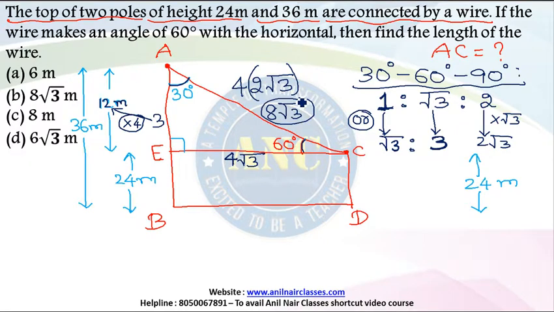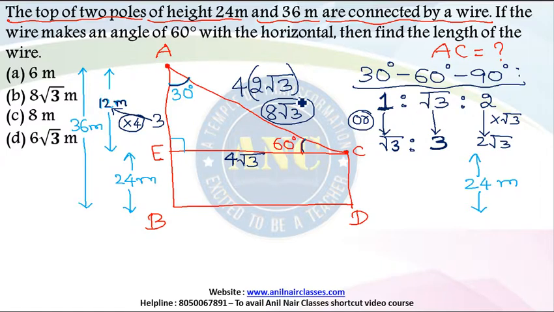Everything in the diagram itself you can find out, sir. There is no reason for you to take that tan 60, tan 30, all those things which your textbook methodology teaches you and waste your time to a greater extent. There is no reason for you to use that methodology. I hope the idea of AC being 8 root 3 in this particular question is very clear for you people.